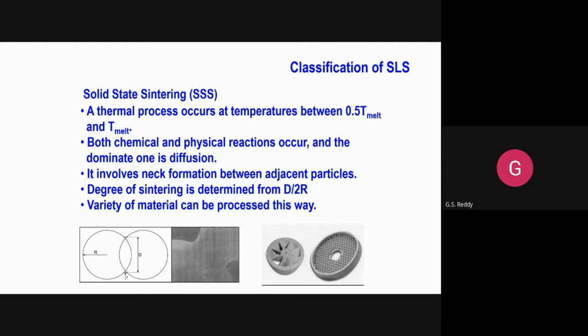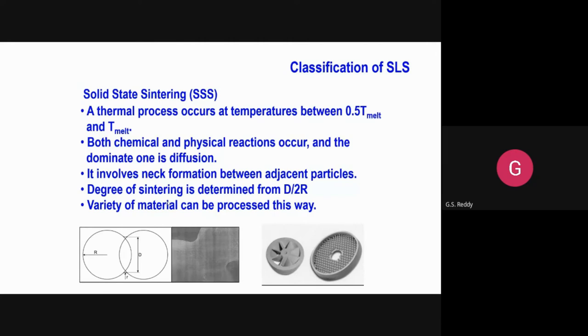Solid state sintering and also liquid phase sintering, both are used depending upon the situation. A thermal process occurs at temperatures between 0.5 of the absolute melting temperature and T melt, the absolute melting temperature. In that range of temperatures, it is processed. Both chemical and physical reactions occur, and the dominant one is the diffusion process. It involves neck formation between adjacent particles.